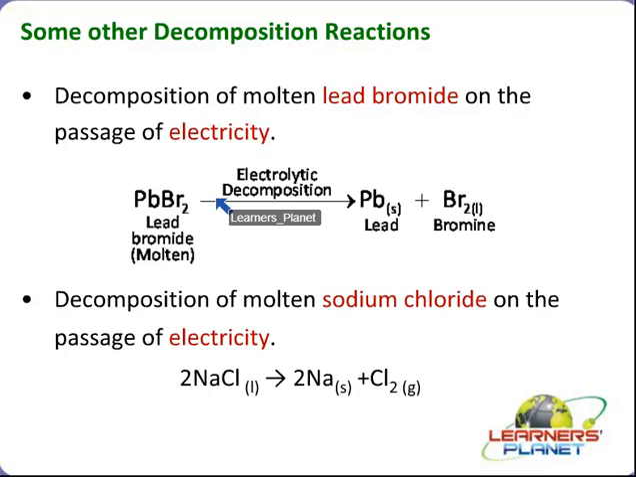Now we've got another example here, that is molten sodium chloride on passage of electricity. So molten sodium chloride, again the state of it would be liquid. It will dissociate into sodium solid and chlorine gas. So when you find any molecule being dissociated into two, what type of reaction is it? It is a decomposition reaction. I hope now you can distinguish between a combination reaction and a decomposition reaction.